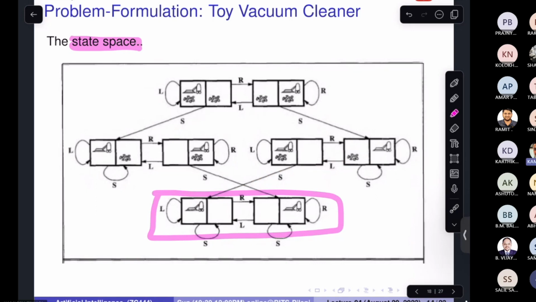I can name them now: S1, S2, S3, S4, S5, S6, S7, S8. These are the 8 states. So in the final state I put S7 and S8. All other states we can just combine in this way. What is the initial state? I don't know. Anywhere I can start, and then what action should I take? I should take right and suck. This is what search is: finding out how you reach from here to here.